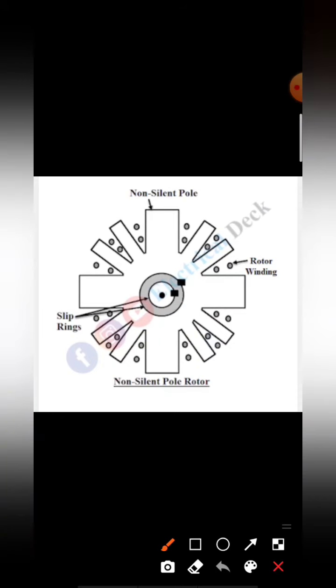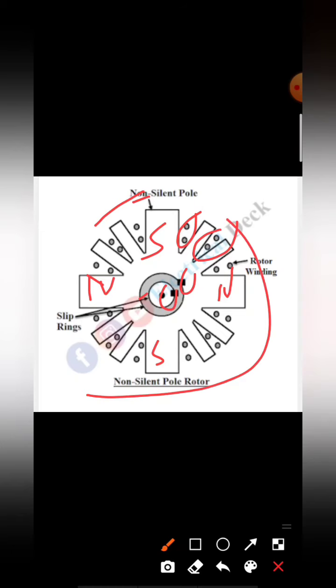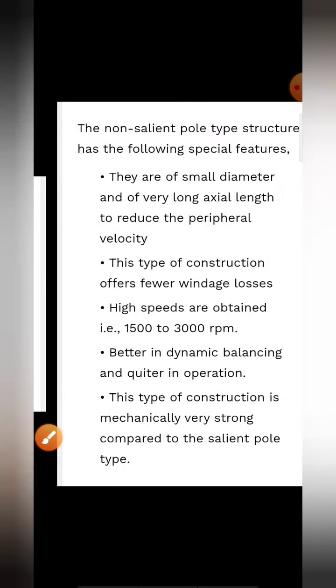Here, these are the non-salient poles. This is the south pole and the north pole. This is the non-salient pole rotor. Here are the rotor windings, the slip rings are placed here, and these are the brushes. This is the structure of the non-salient pole rotor.